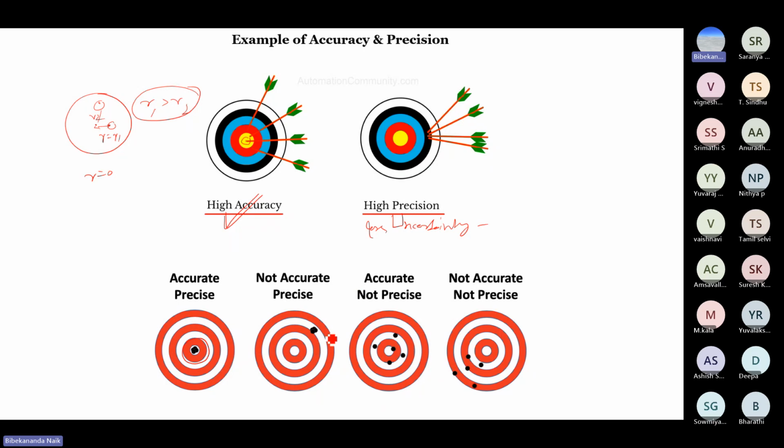Here it is not accurate, but it is precise. Here the points are spread around the central spot, but they are not at one place, so it is accurate but not precise. And since here the spreading or uncertainty is more, or we can say the standard deviation is more, it is neither accurate nor precise, because it is lying very far from the intended or central zone. So this is the basic difference between accuracy and precision.